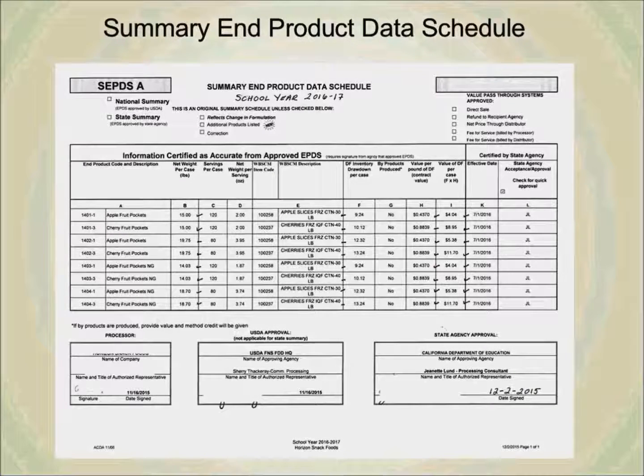This is the summary end product data schedule, or SEPDS, that I mentioned earlier. Every processor has an SEPDS that has been approved on a yearly basis by the USDA and/or the state for each item that they make that contains USDA Foods. The importance of the SEPDS is that it lists the amount of USDA Foods that goes into each processed item or end product and the value of that item. This information will give you the amount of pounds that will be drawn down per case when you order the end product and how much you will be credited. A copy of the SEPDS can be obtained from the processor or the processing consultant at the state FDP.